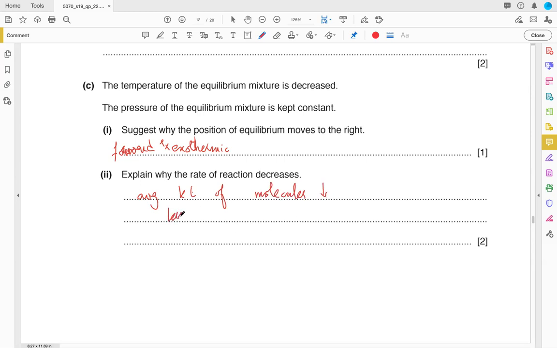So less number of successful collisions per unit time, that's very important. Per unit time, because you're talking about rate. Rate doesn't depend only on collisions, it also depends on time. So less number of successful collisions per unit time, obviously the rate decreases.